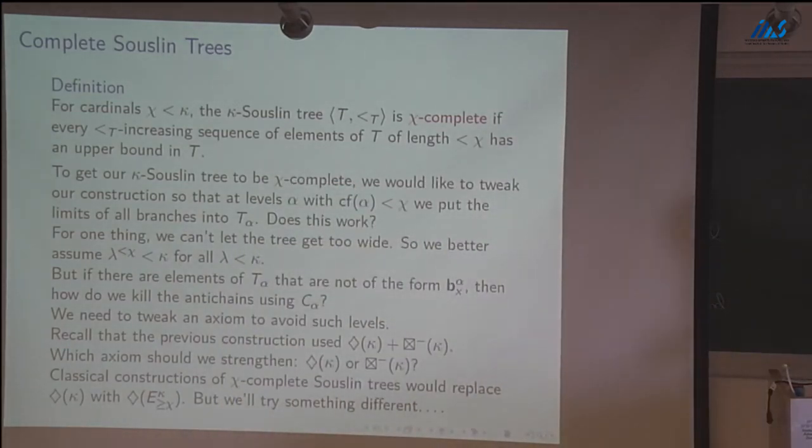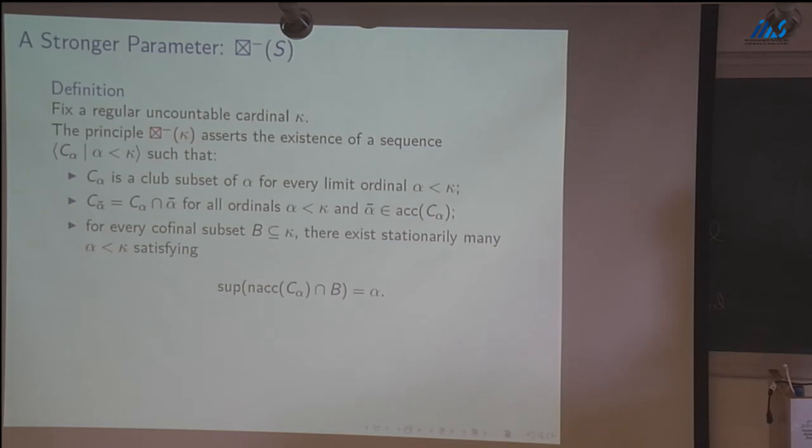And so it turns out that rather than changing diamond to do that, we're going to change our box times minus axiom to do that. So here's the previous version that we had before. This is just a repeat of what was defined before, the principle box minus kappa. But notice the highlighted sections, and those are going to change. We now have box minus S for an arbitrary stationary set S, where instead of the principle giving us arbitrary ordinals in kappa, it gives us ordinals that have to be in the given set S.